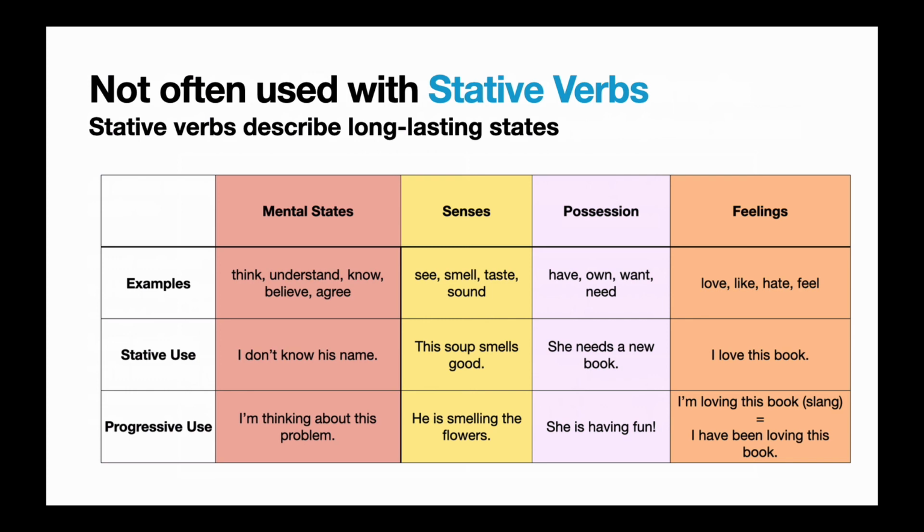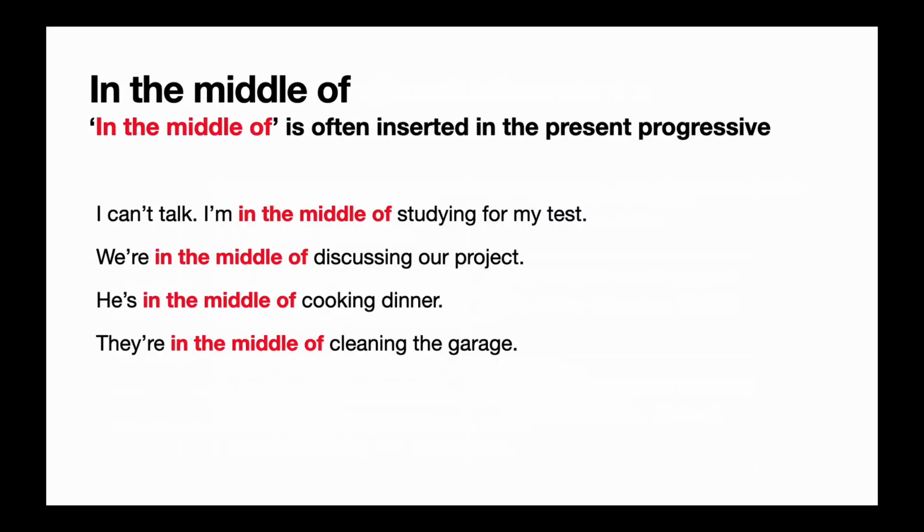So lately, people have started to use love and hate or like these feeling words in the present progressive tense. The English language is changing all the time. And now you can sometimes hear people say, oh, I'm loving this book, which is not really grammatically correct. In the past, we would use this to mean I have been loving this book in the present perfect tense. But lately, people have been saying I'm loving something to show that they're really enjoying something recently. But when you're writing and when you're speaking in a formal way, we don't really use feeling words in the present progressive form. Okay, next we should talk about in the middle of.